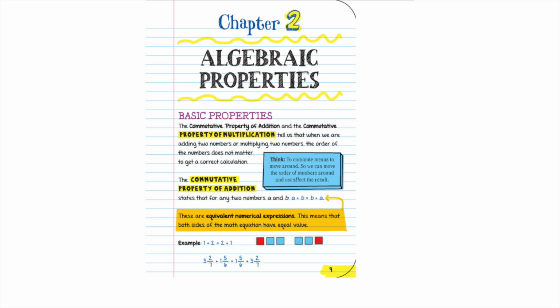We'll continue our playlist Math for Beginners, and in this video we'll cover Unit 1, Chapter 2, Algebraic Properties, which is found in the book Everything You Need to Ace Pre-Algebra and Algebra 1 in One Big Fat Notebook. So let's begin with algebraic properties.